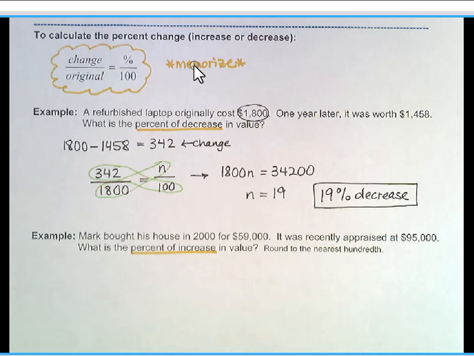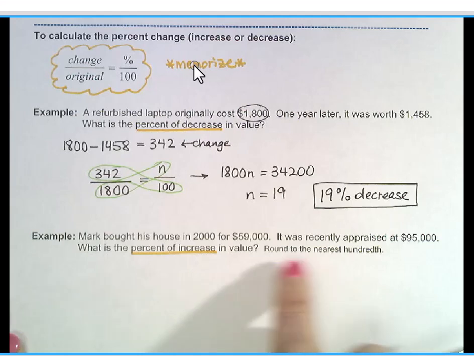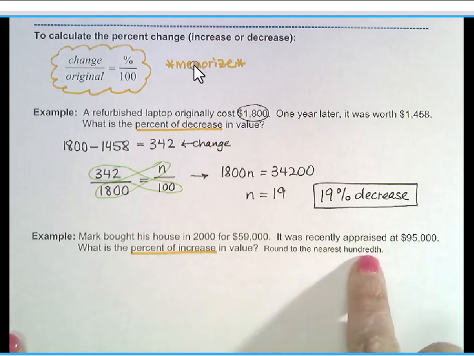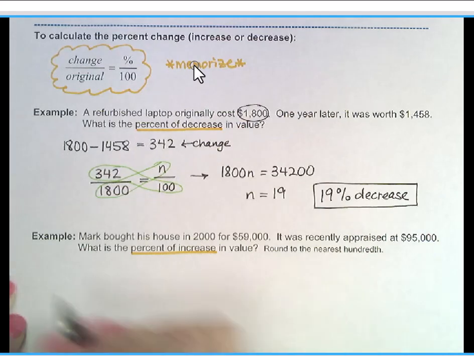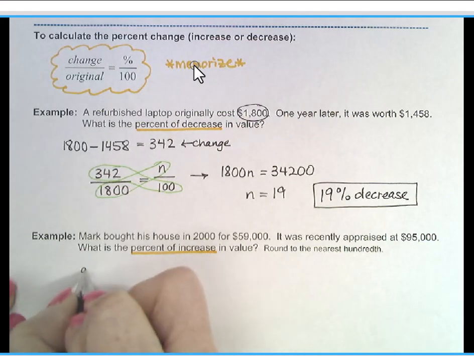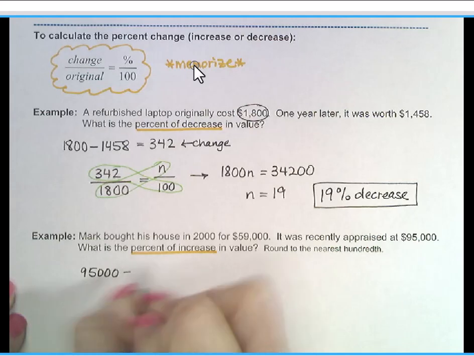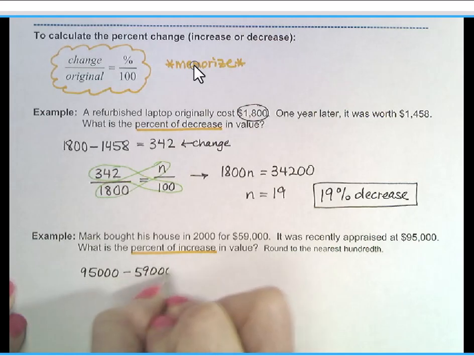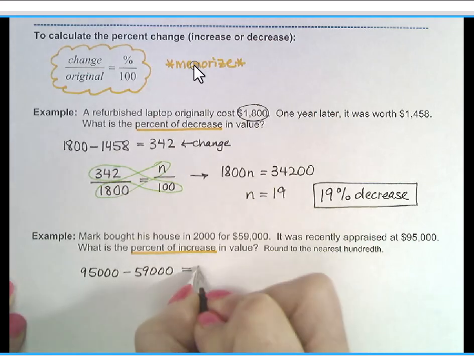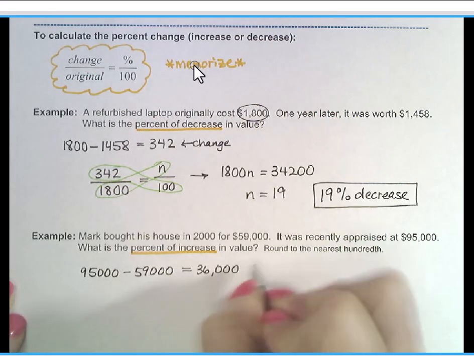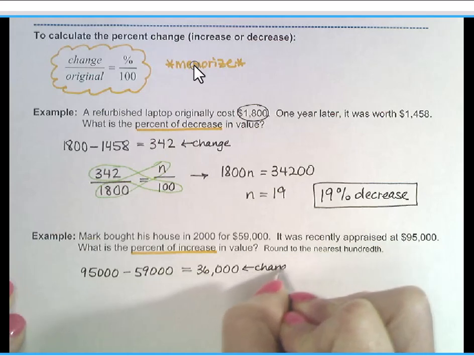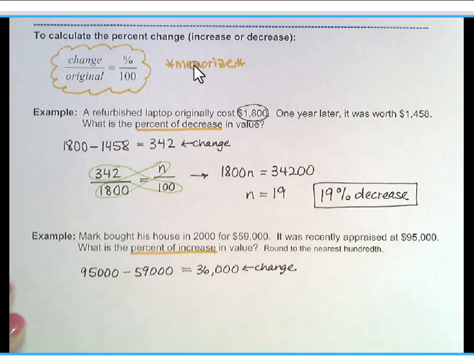Mark bought his house in 2000 for $59,000. It was recently appraised at $95,000. What's the percent of increase in value? Now this one, it looks like it's not going to turn out nice, so it says round to the nearest hundredth. That's 2 decimal places. So let's see what the change was. What's the difference between 95,000 and 59,000? That's kind of a big difference. That's a $36,000 change. It went up in value $36,000.